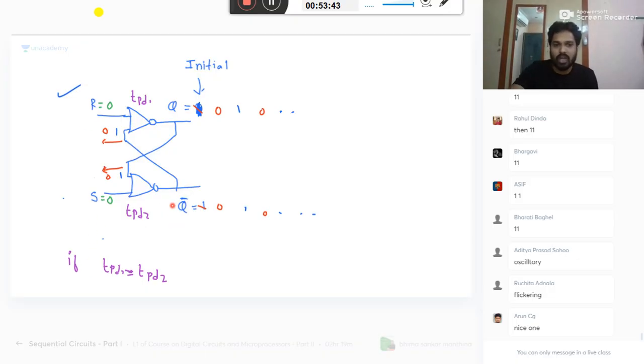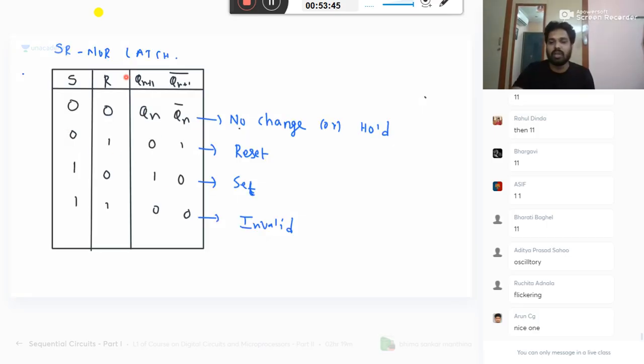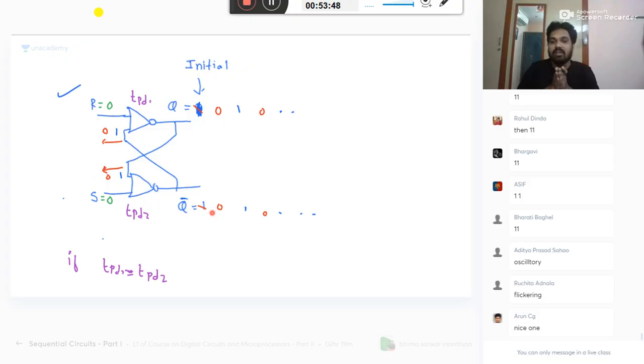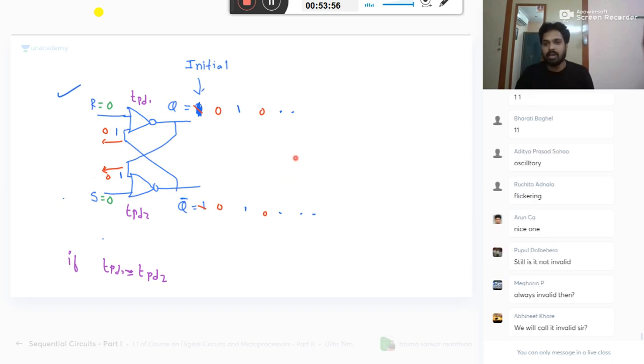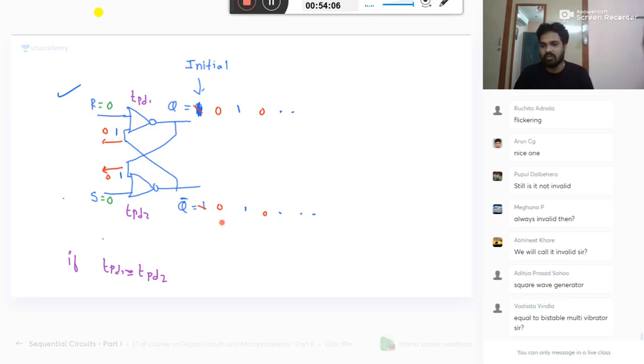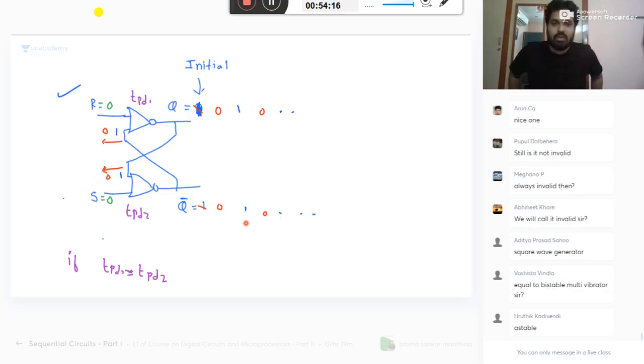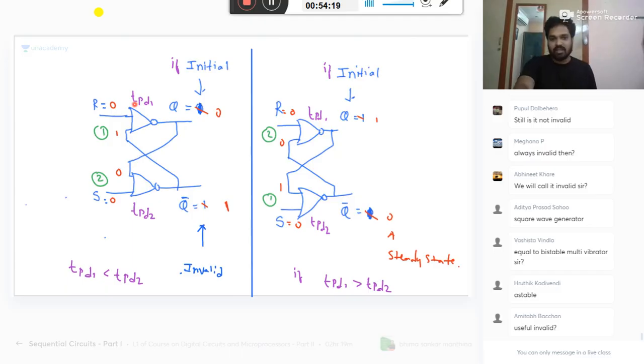Generally, we confine our analysis assuming our initial states are valid states, not invalid states. If you start with invalid states, it is possible, but it is still invalid. What's happening is an oscillatory kind of response, some kind of square wave generator. Now, a bistable should be constant, Vasista. You can say it is a kind of astable multivibrator. So, is it clear? Some extra analysis is required here.